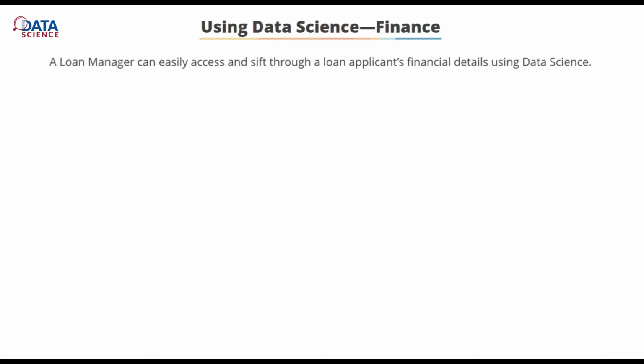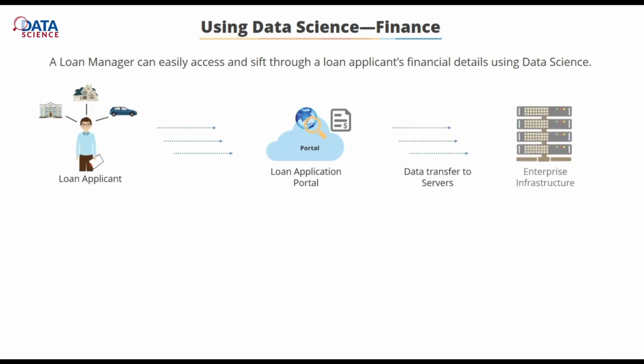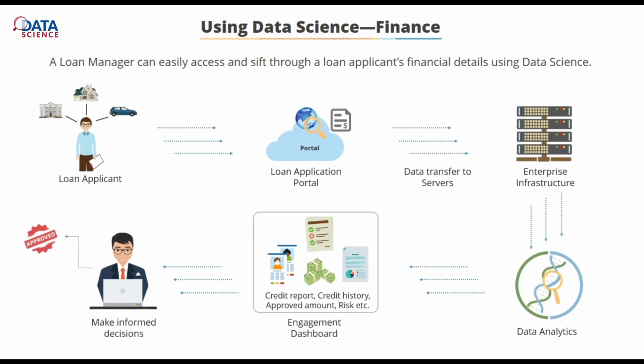The finance sector can easily use data science to help it function more efficiently. Suppose a person applies for a loan. The loan manager submits the application to the enterprise infrastructure for processing. The analytics platform applies data models and algorithms and creates an engagement dashboard for the loan manager. The dashboard would show the applicant's credit report, credit history, amount if approved, and risks associated with him or her. The loan manager can now easily take a look at all the relevant information and decide whether the loan can be approved or not.